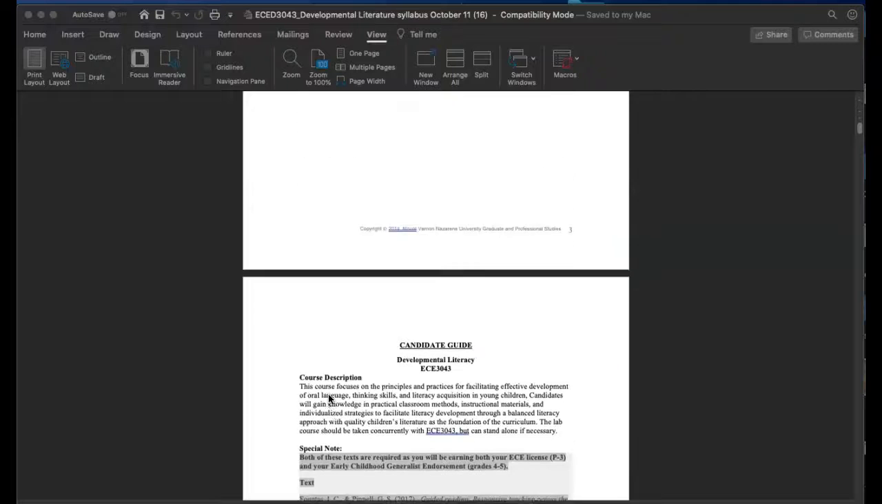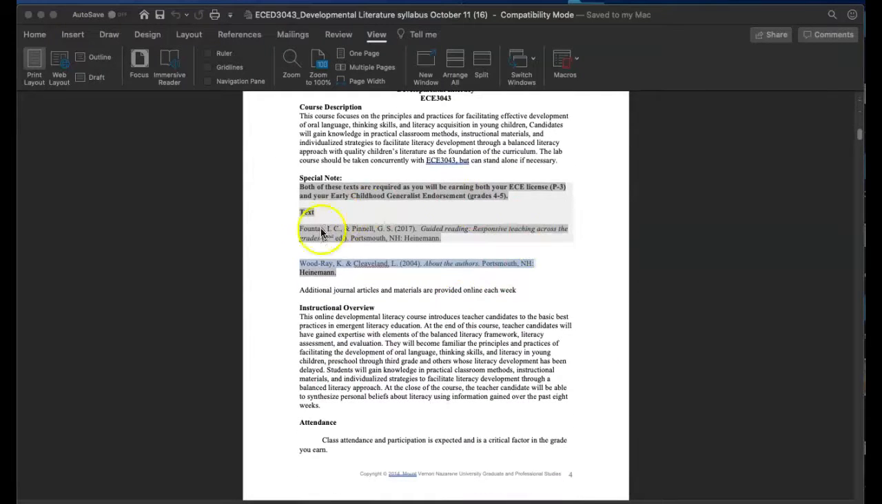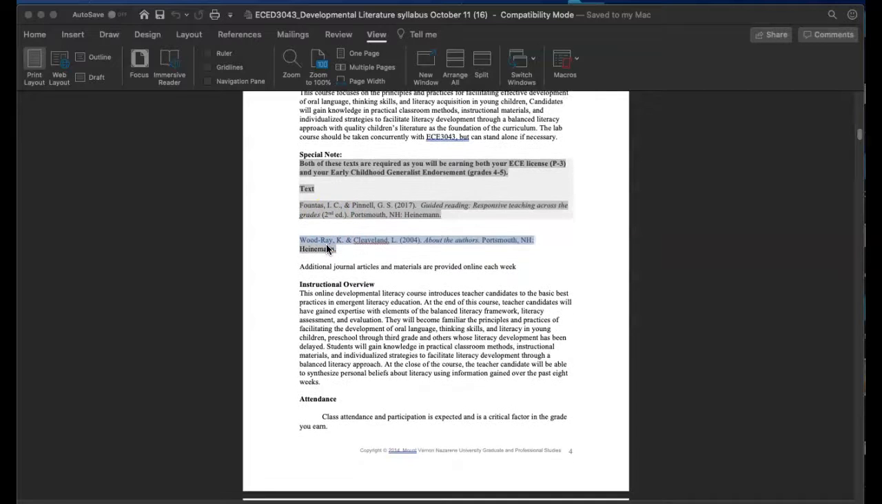Now, let's get to our text. We're going to be using Guided Reading, Responsive Teaching Across the Grades, the second edition by Fountas and Pinnell. And we're also going to be using About the Authors by Katie Woodray with Lisa B. Cleveland. So those are two books that you are required to have. Please be sure to have the second edition. That way the page numbers will coordinate. There will also be journal articles and materials that are provided online each week for you.